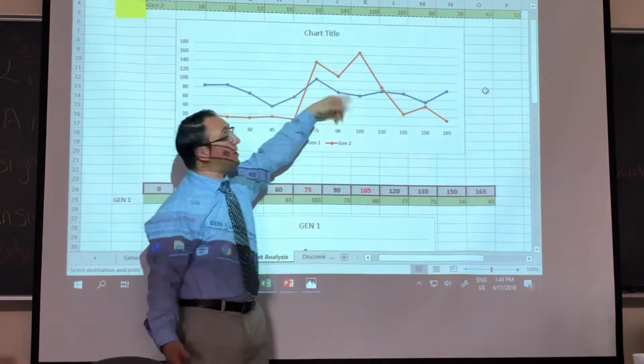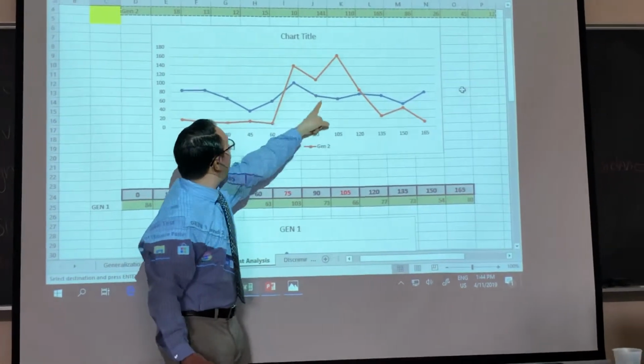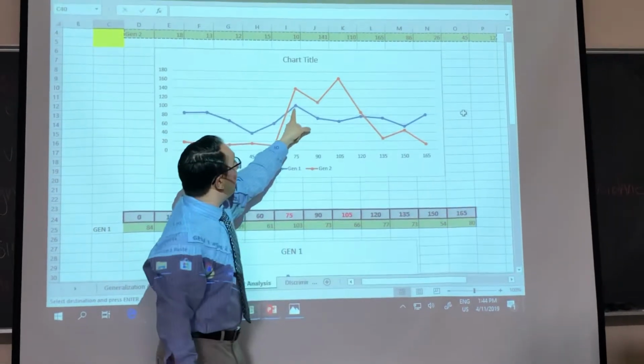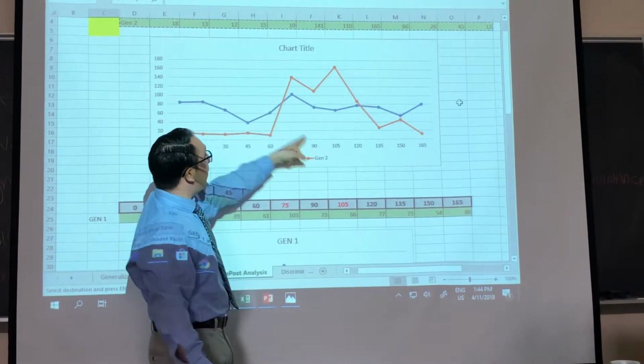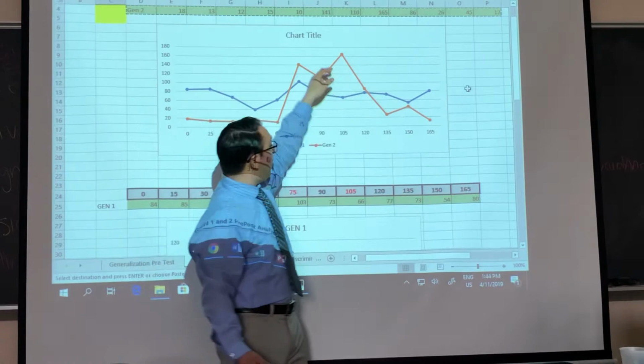Do we have any generalization of excitation? Do you see any N's here? A little bit, right here. In orange, you see it more. Right here, we see a little generalization. Our S plus was 90. Responses went up to 90, but they went higher for 105.